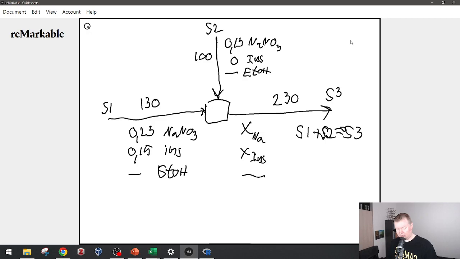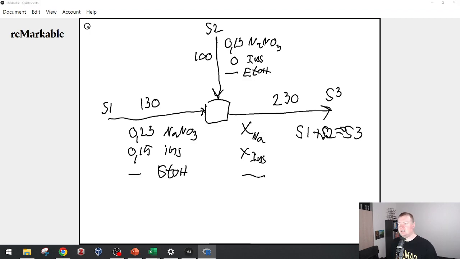Insulin is very easy, it only enters in one stream over here. It's 15% of 130. Calculator. 15% of 130. That means that the mass of insulin, not the percentage, the mass over here of insulin will be 19.5. And if I want to know the percentage, I take 19.5 and divide it by the total mass. So I take 19.5 divided by 230. If I do that, I get approximately 0.085 if we round off. So that was my insulin.